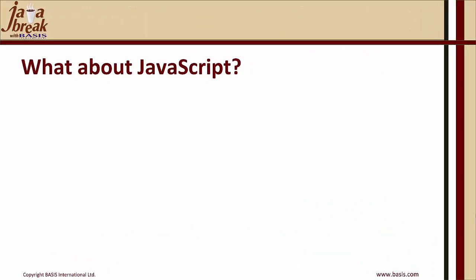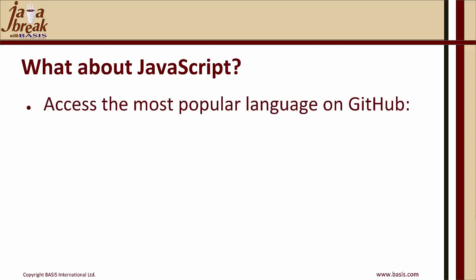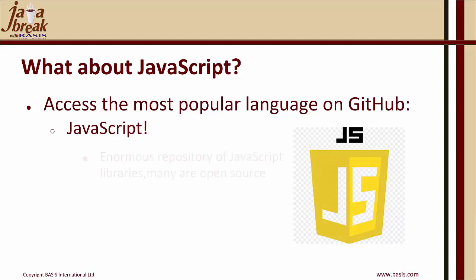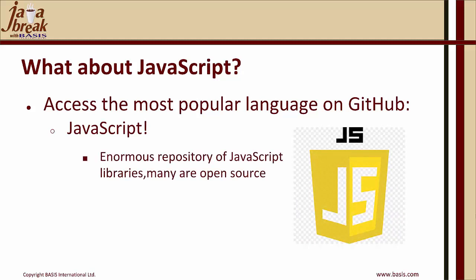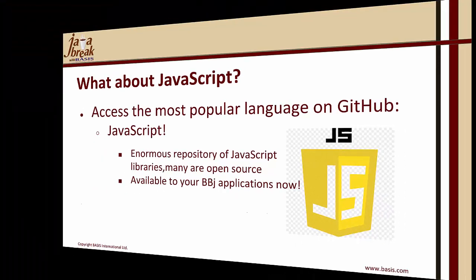Well, what about JavaScript? According to GitHub, the most popular programming language for desktop and mobile web applications. Well, we're now going to give you access to this most popular language, JavaScript. Similar to Java, there is an enormous repository of JavaScript libraries, many of which are open source. And these are also available to your BBj applications now.